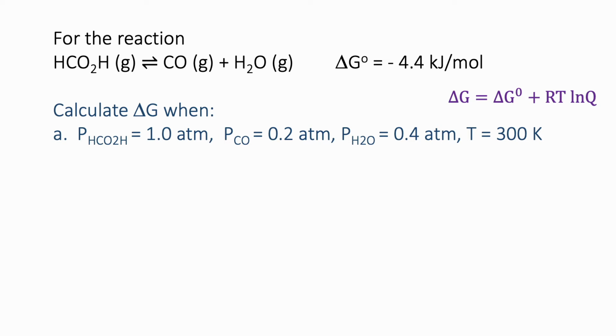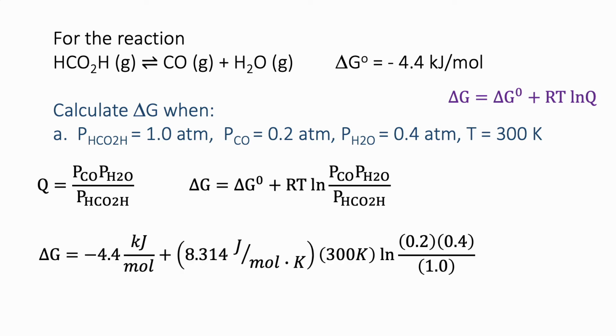The first thing we have to do is figure out what our Q is. Let's write the mass action expression that will help us determine Q. Our Q is going to be the partial pressure of carbon monoxide times the partial pressure of water. Those are our 2 products, so they go on top, divided by the partial pressure of our reactant, which is formic acid gas. Now that we have that expression for Q, we can make it part of the regular formula, and then plug in all the numbers that we're given.